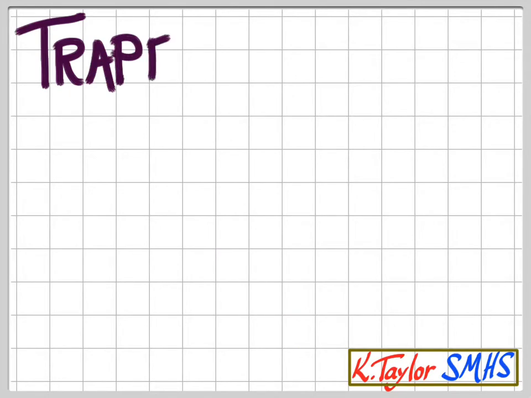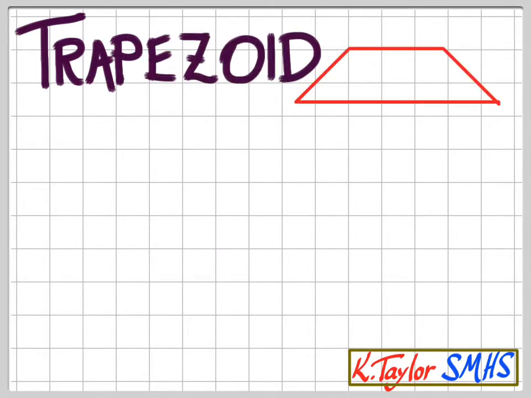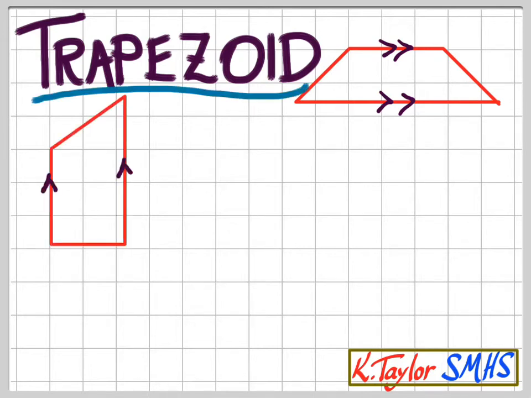Okay, last shape is the trapezoid, and there's a picture of a trapezoid right there. You know what that shape looks like. You've seen them before. Here, the trapezoid has one pair of parallel sides, and they can be like that, or they can be over there like that. Those two vertical sides now are the parallel sides. They're both trapezoids. Now, I wanted to say a couple of comments here about the trapezoid before we get into the area formula.